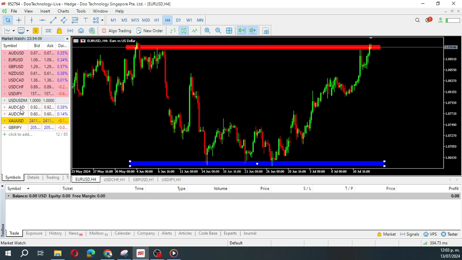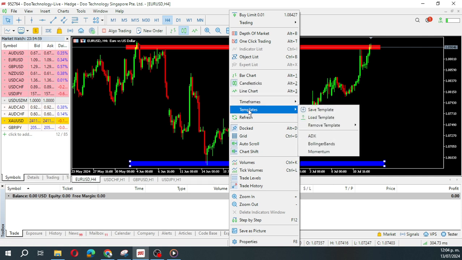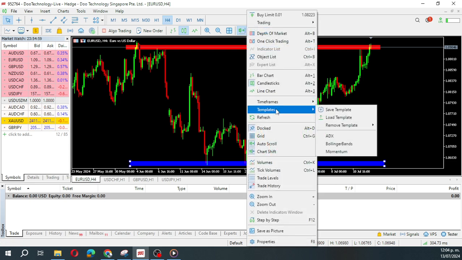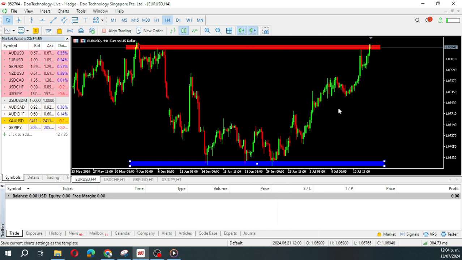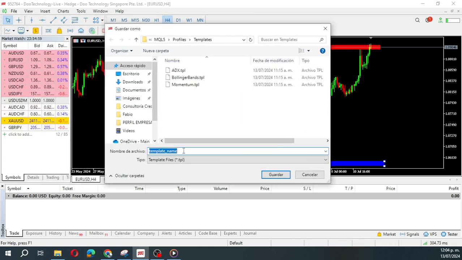Okay, I'm going to use this. I want to save this as a template, so I'm going to save this template in order to make it easy. So this template, I'm going to save it, and I want to name it, I don't know, teaching trading, something like this. Teach trading.